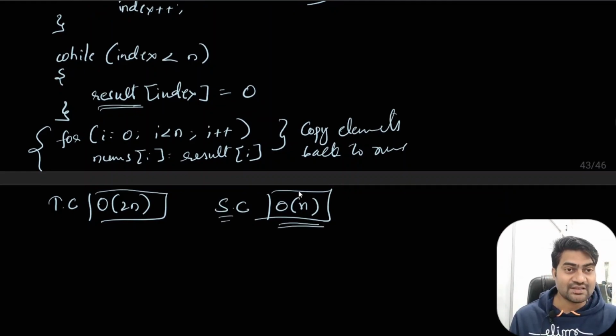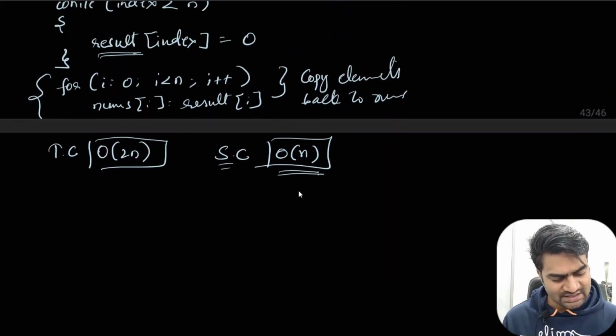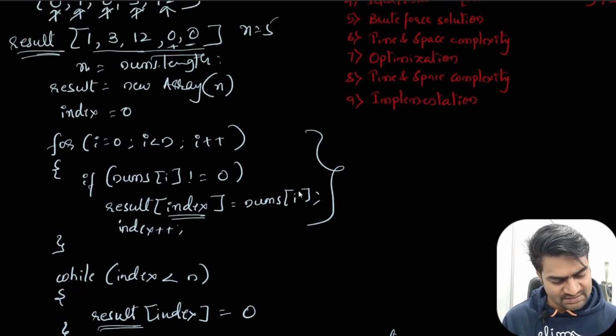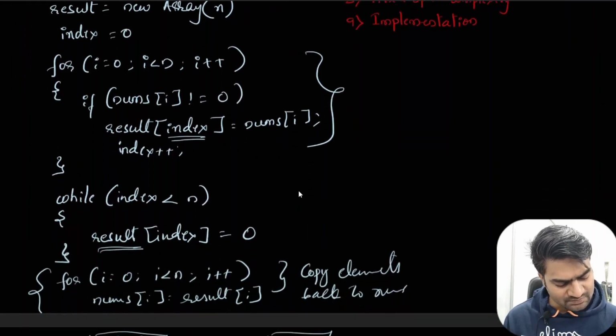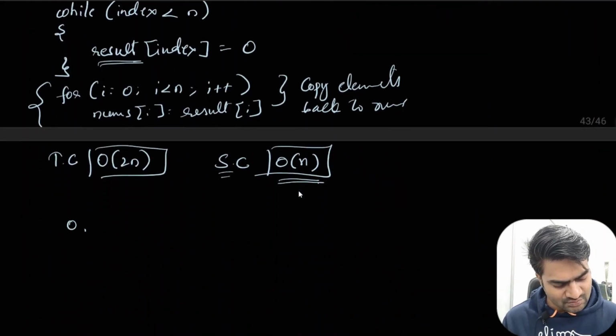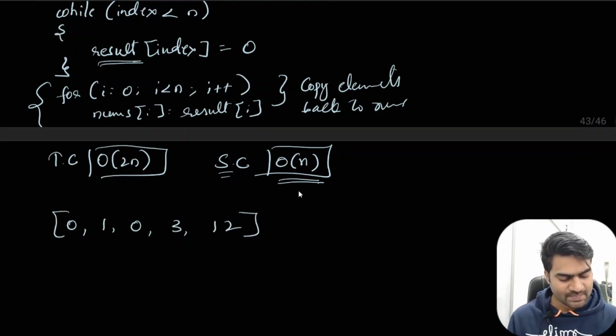Now this is the problem for us. Now we will have to improve this one. So let us see what I will do. I will again take the array which is 0, 1, 0, 3, 12. This is my array. Okay.